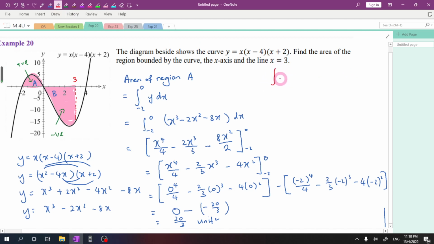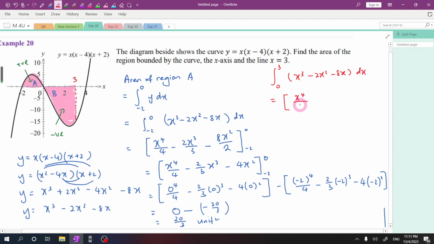So this is y dx. I don't have to write y anymore. Just copy this whole thing. X power 3 minus 2x squared minus 8x. Lower limit 0. Upper limit not 4 but 3. So this we want to integrate it, right? So we don't need to do the integration again. We can just copy from here.